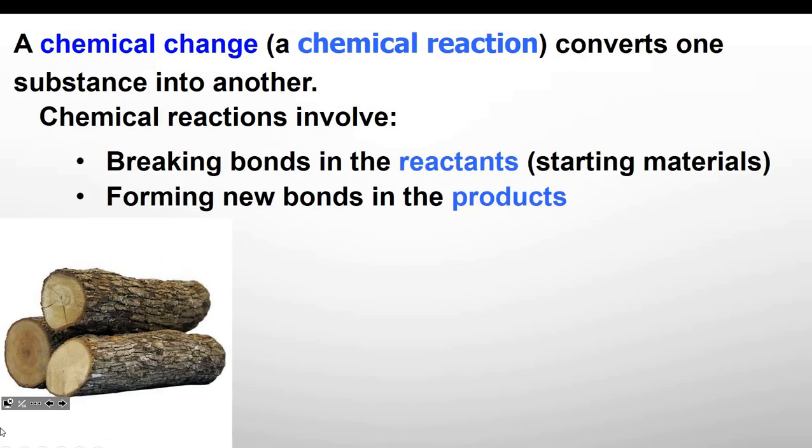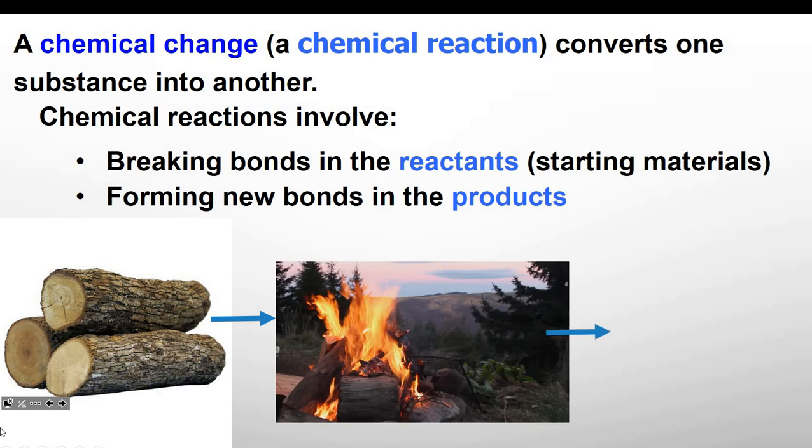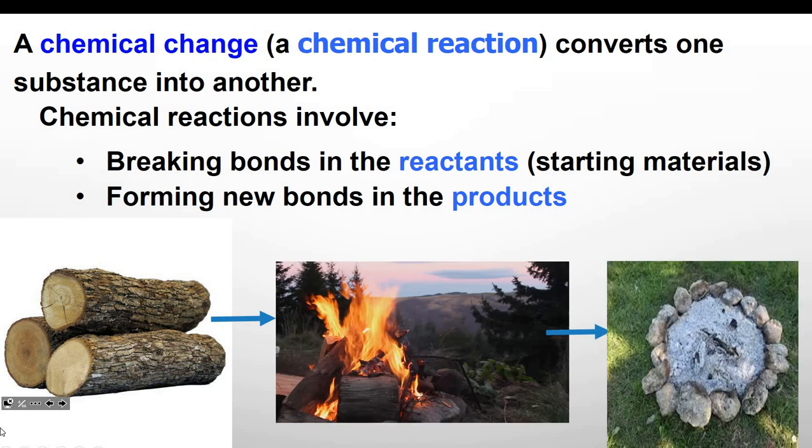If I take logs, which are mostly cellulose, and I burn them, I'm going to get ash. That's something new. Because it's something new, that's a chemical change. So in a chemical change, we're breaking bonds of the reactants, we're reforming them and making a new product. But we're not changing what we have there. We're just changing the order they're arranged in. So a chemical change or a chemical reaction converts one substance into another. We're breaking bonds of the reactant and forming new bonds of the product. So instead of having cellulose, which is a very long structure, over here I end up with carbon products. Black is the carbon itself.